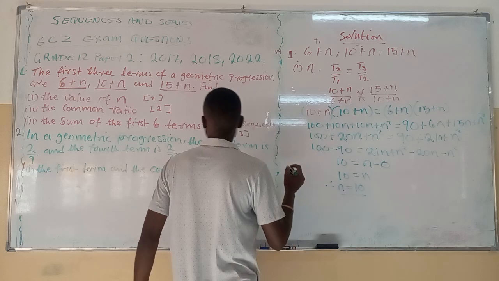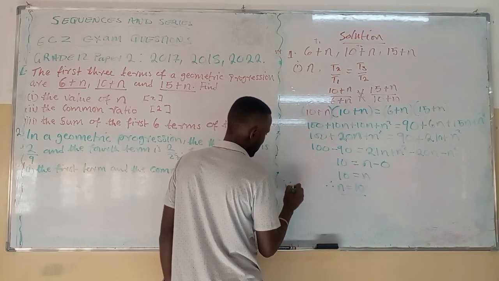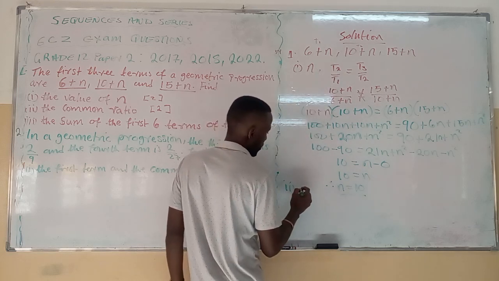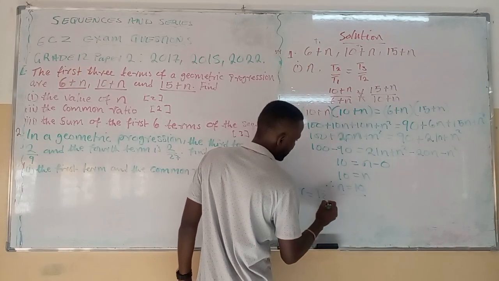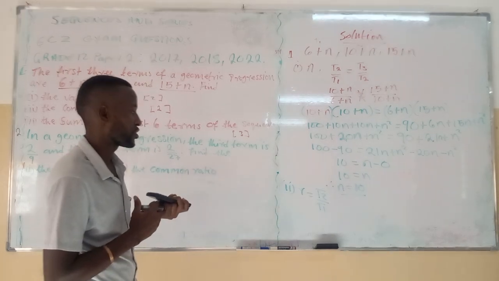Now, what about question 2? Find the common ratio. Finding the common ratio will be very straightforward in this scenario. Since I know my n, I will say common ratio is equal to term 2 divided by term 1. That's how we find the common ratio of a geometric progression.